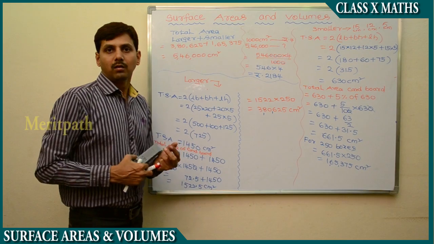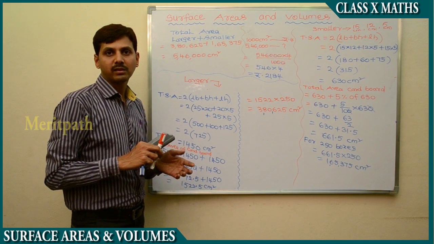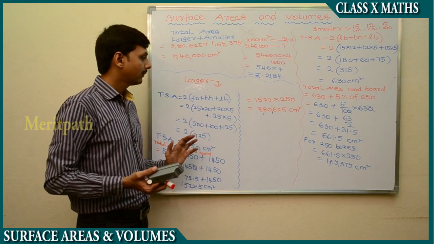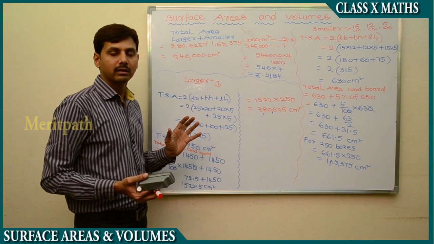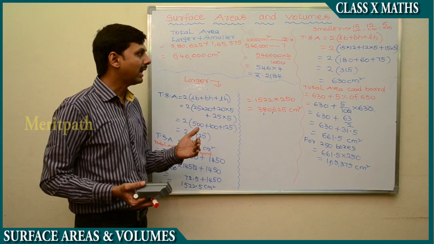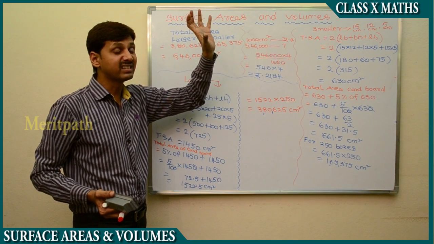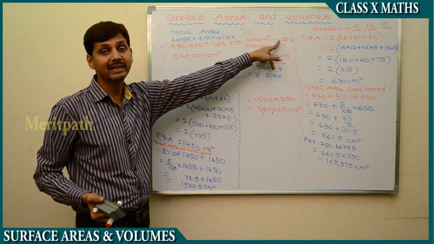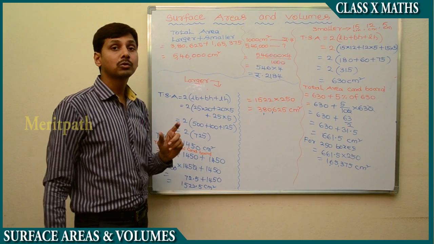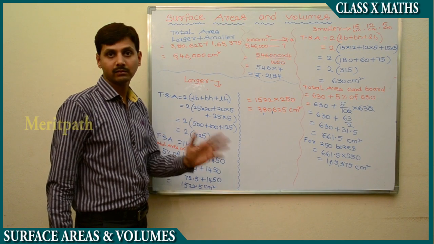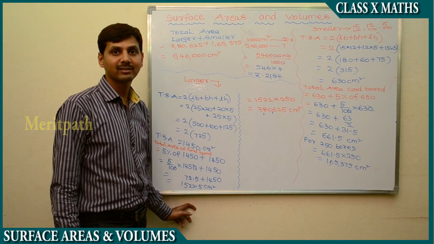So for the larger and smaller boxes, after adding the 5% extra cardboard and the total area, we multiplied by 4 rupees per 1000 centimeters square. We got 2184 rupees required for all these things. So let's go to the next concept.